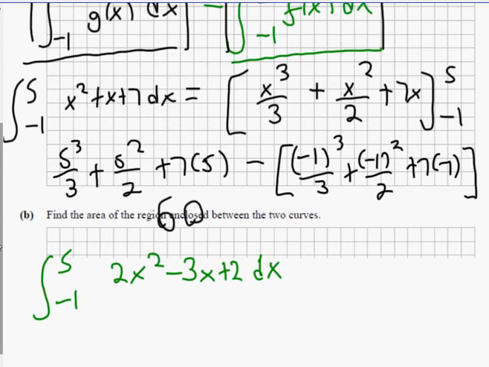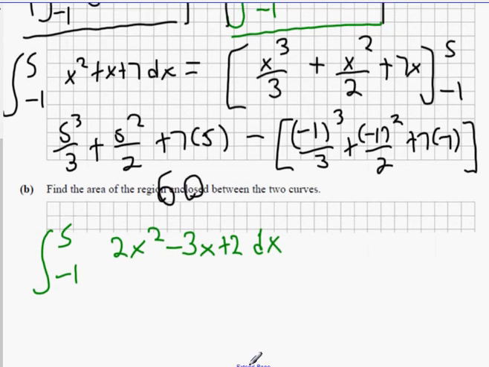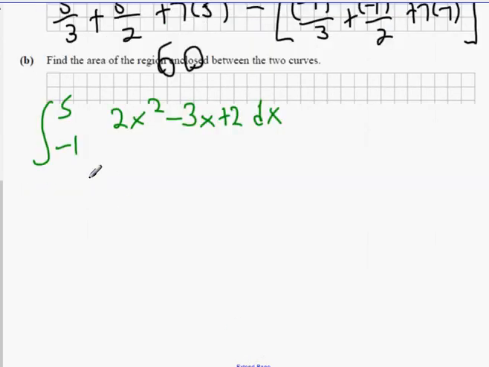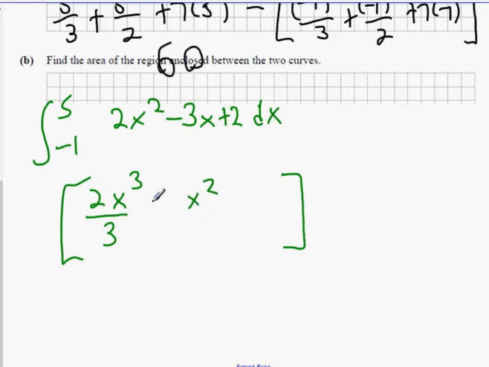Integrate. So lads, what happens when we integrate the 2x squared? X cubed. The 2 was there to begin with, and you have to divide by your new power. Next one, your new power is going to be x squared. The 3 was there beforehand, so you have to divide by the 2. And then for this one, you just add on an x, and then you go from 5 to minus 1.